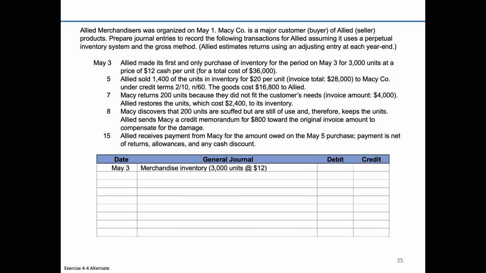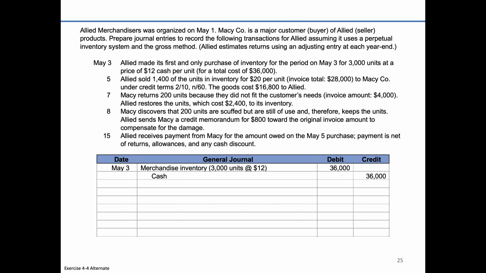Well, we know that merchandise inventory grows. It grows by 3,000 units at a cost of $12 each, or altogether, we're going to debit inventory, increase inventory, with that debit of $36,000. What did we give up to get that inventory? We gave up cash, and so cash goes down with a credit for $36,000.